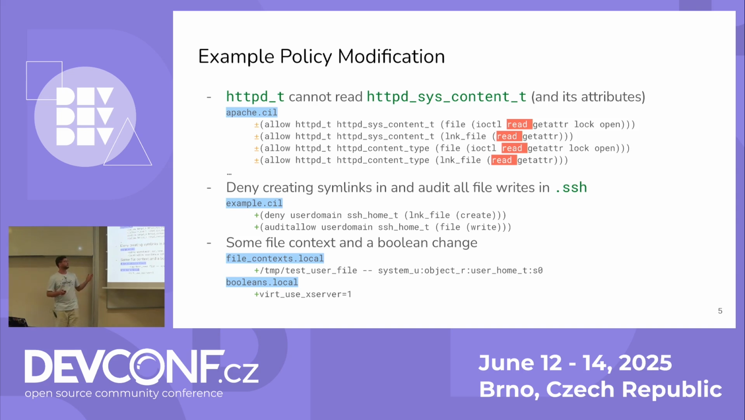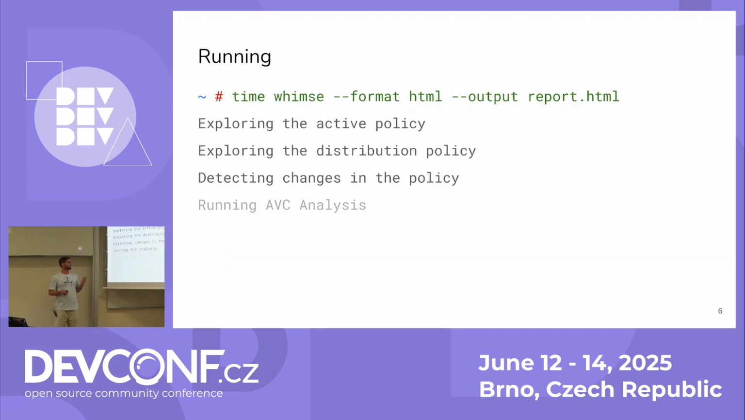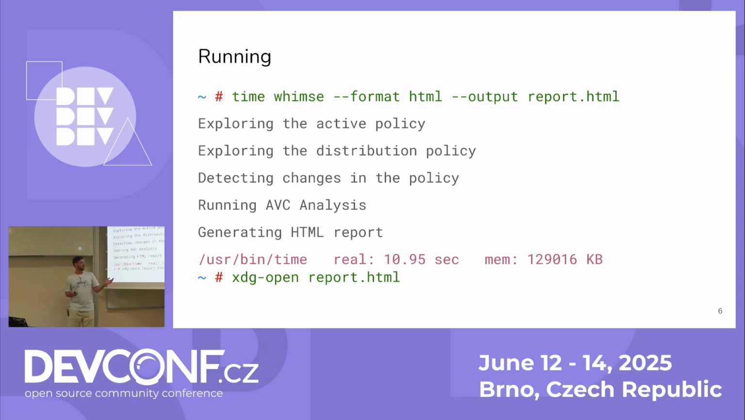So, with these modifications, we can run whimsE, and after only 10 seconds and only 100 megabytes of your memory, when you compare that to several minutes and 9 gigabytes, that sounds really good. You have your structured report, and you can take a look at this report, what's there.